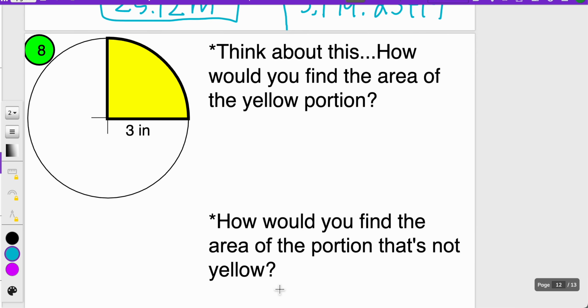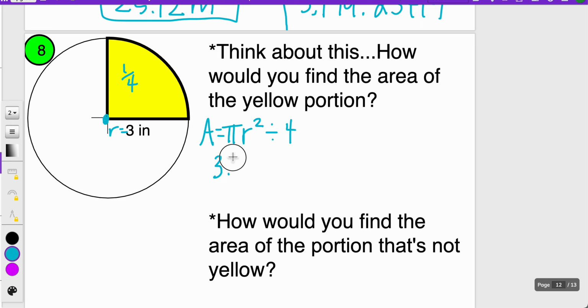Okay, the last one is a think outside the box. This one, think about this. How would you find the area of the yellow portion? Well, this yellow portion is only 1/4 of a circle. The nice thing though is I've already given you the radius, which is 3 inches. How do you think you could find the area of a circle where only 1/4 is given to you? That's right, you're just going to take your answer for the whole entire area and divide that by 4.